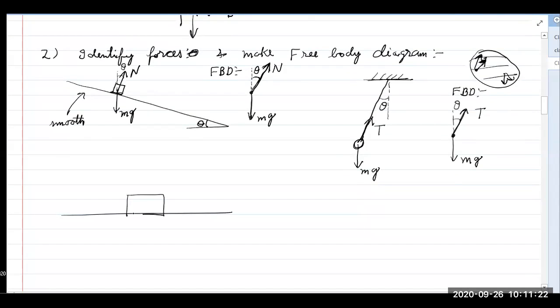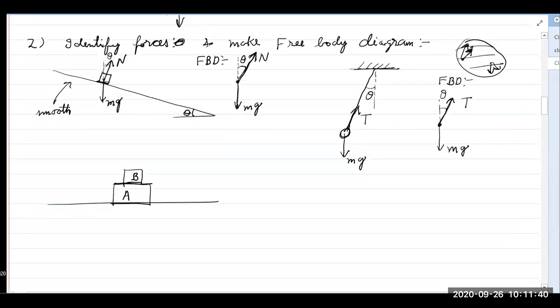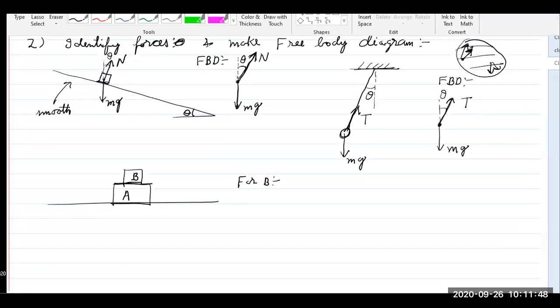One object here, another object kept on it. So suppose this is A, this is B. What will be the forces, and then the free body diagram for these two objects? We will write separately. We can combine them together also, or we can write separately also. Okay, so first we will see object B. What are the different forces on B?